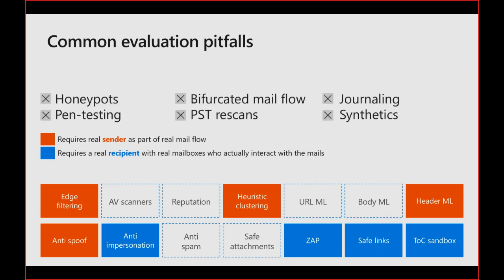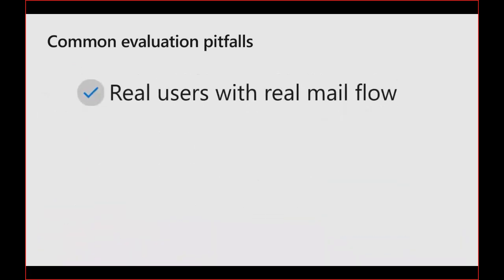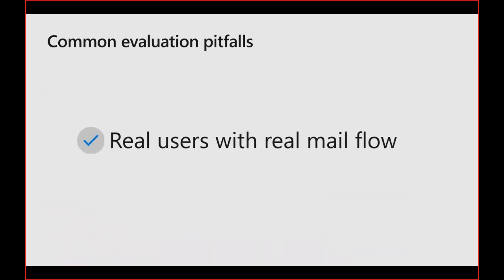So these common methods that people use to evaluate are really, really challenging. Anytime you're trying to do these bifurcated or inline synthetic scenarios, just be aware that they're incredibly complicated to do right, and you're likely only to exercise a portion of the stack. So real users, real mail flow, get a trial, try out the service. That's the way to really find out how it's going to work for you.